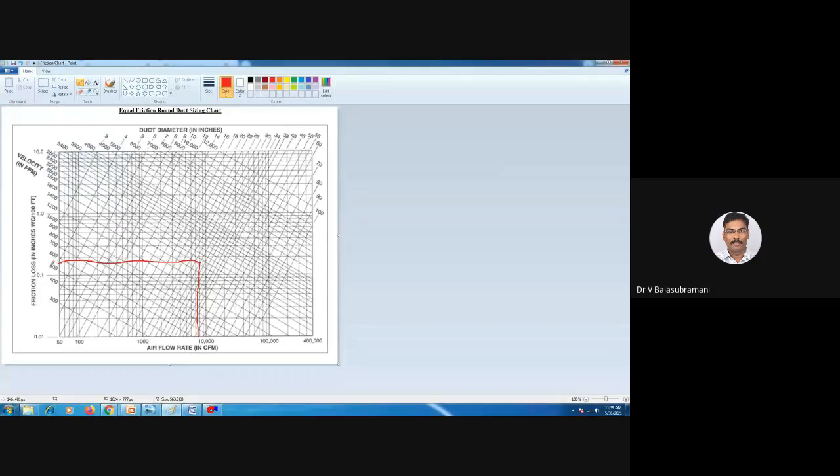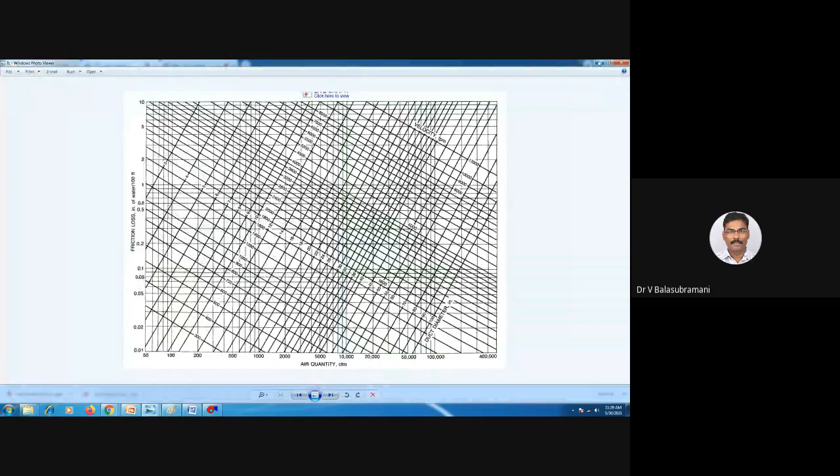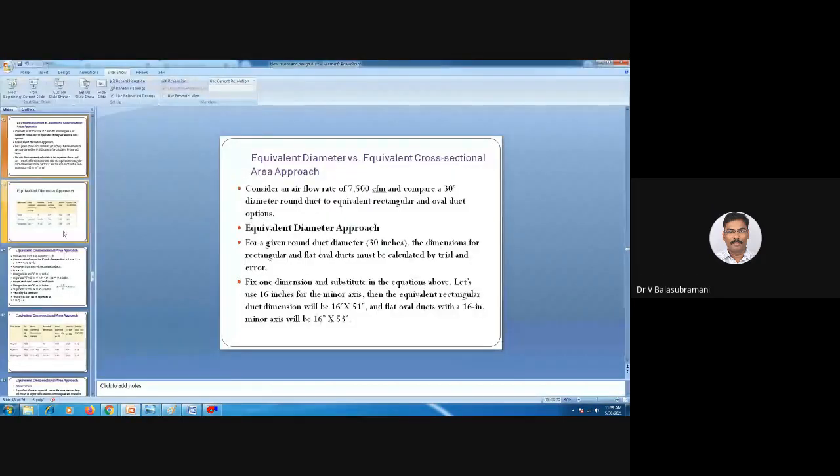So here you can measure. This is 0.1, this is 0.2. I will assume it lies between 0.1 and 0.2, so the frictional loss is equal to 0.15. What is the velocity? The velocity line comes at 1800 as well as 2000. So I take it as an average, 1900. Using this chart only, we can find out the value.